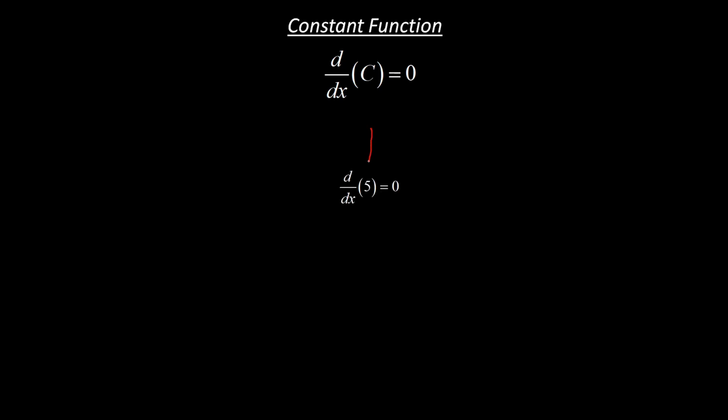So any number, the derivative of 5 is 0. The derivative of minus 1,341 is 0. The derivative of 0 is 0. The derivative of pi is 0. The derivative of a number is 0. The constant function always has a derivative of 0.